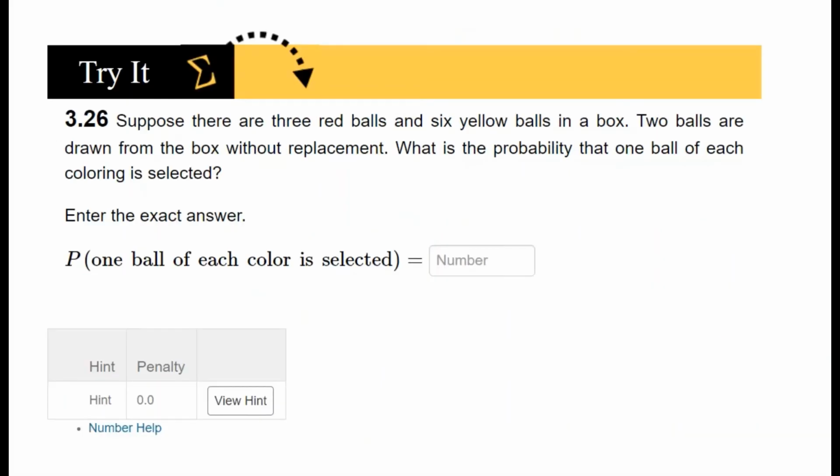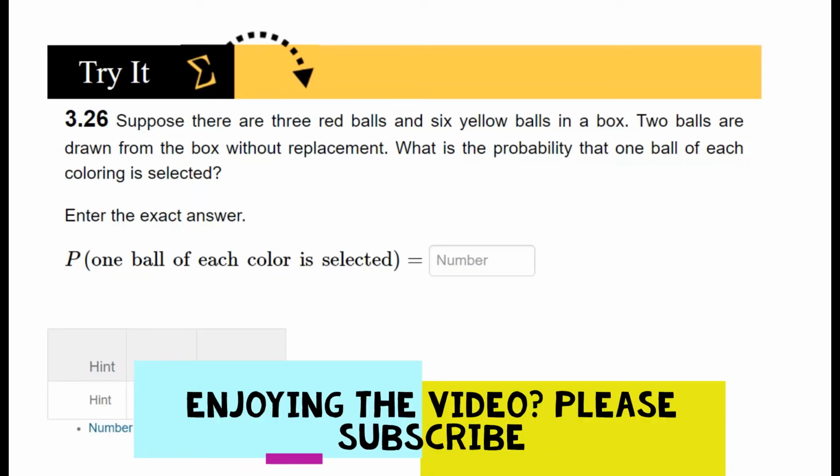Next we see another very interesting example in which we have 3 red balls and 6 yellow balls in a box. So altogether there are 9 balls. 2 balls are drawn from the box without replacement, which means that we draw 1 ball and then without replacing it we draw another ball. And we want to find the probability that 1 ball of each color is selected. Now we see that this information is very general, very primary, and we need to dig out some more information from here. So we go to our worksheet and do some workout.